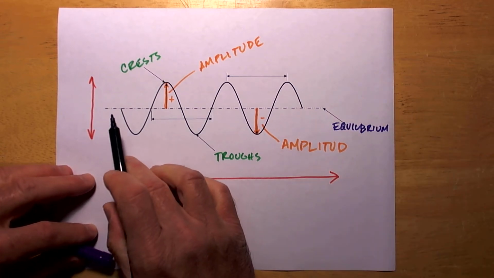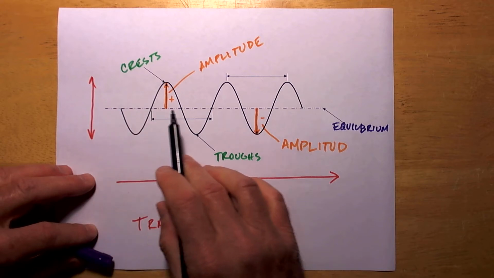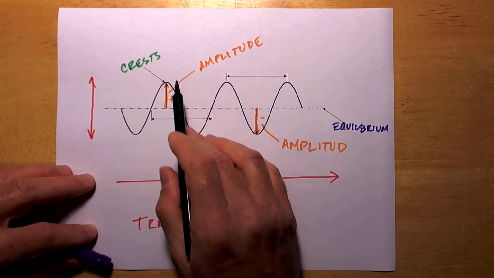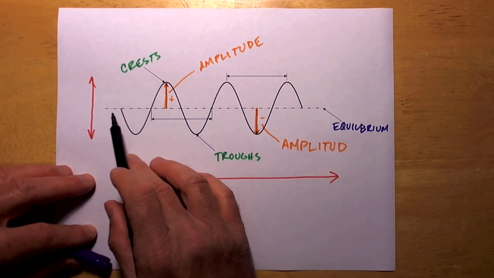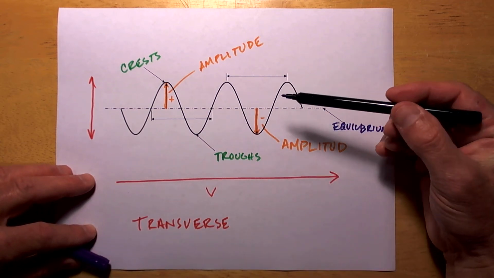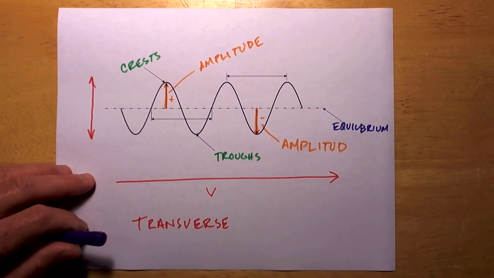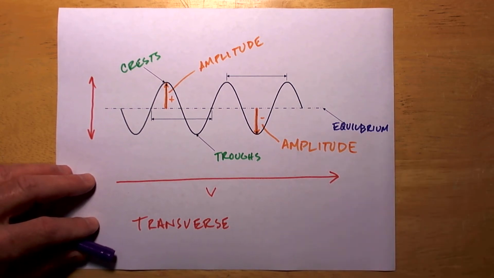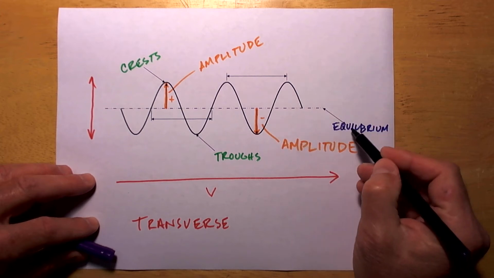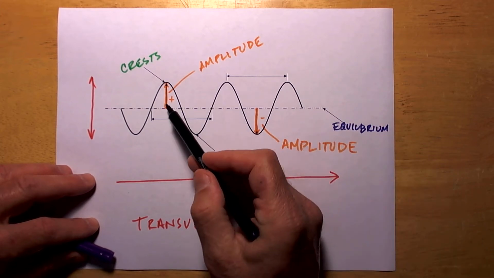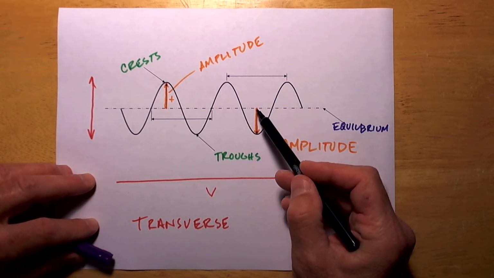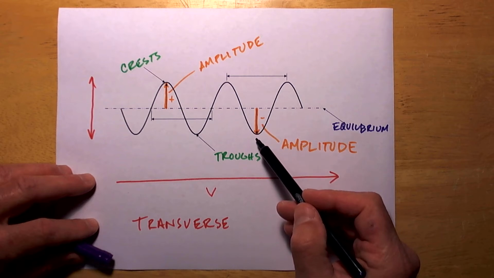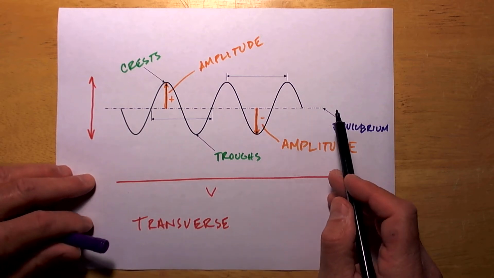It's where the wave, or where the string or the spring or the rope, or even the water, if these were water waves, that would be the water level when there was no wave present. So that's the rest position, if you will. And so the amplitude, well, I misspelled amplitude, didn't I? So the amplitude is really the displacement from this equilibrium position. So the crest is a positive displacement of the waveform, or the water, or the rope, and the trough is a negative displacement where equilibrium is the midpoint.